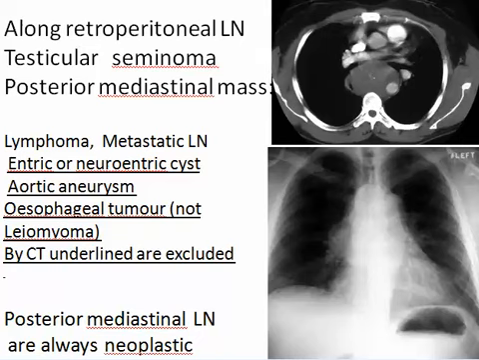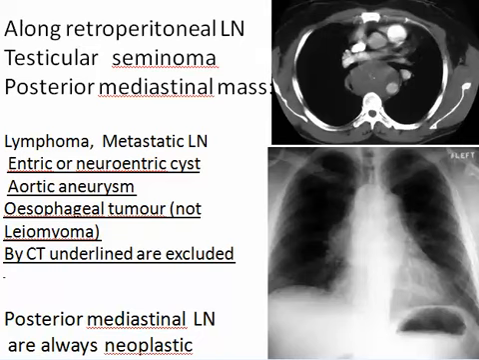Here there is a posterior mediastinal mass, and this posterior mediastinal mass is seen encasing the aorta along with enlarged retroperitoneal lymph nodes. Testicular carcinoma can produce a posterior mediastinal mass.